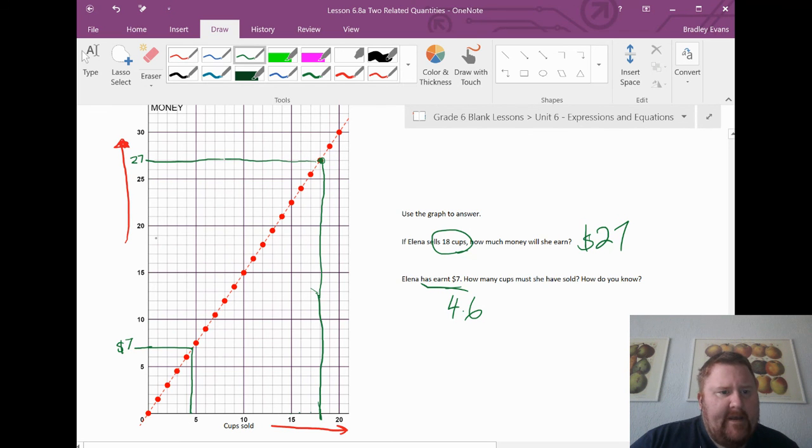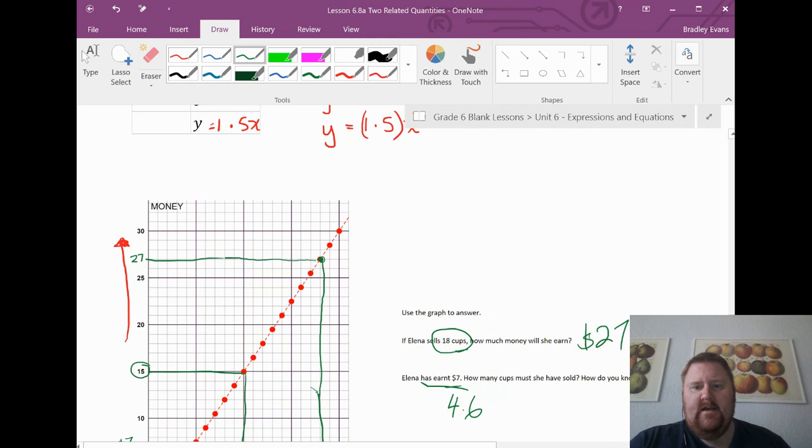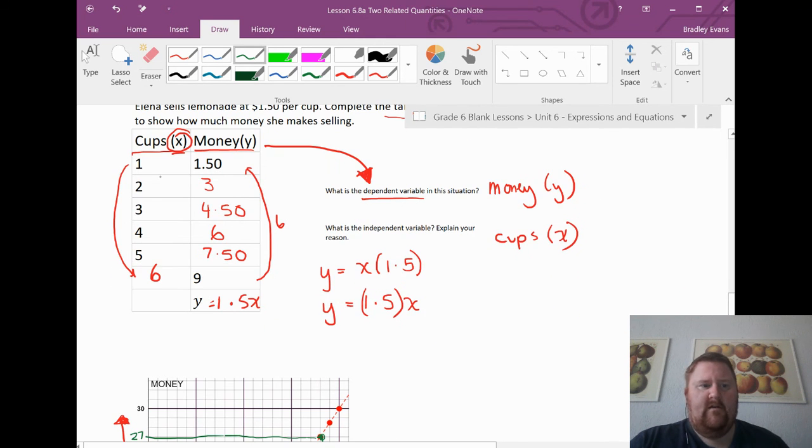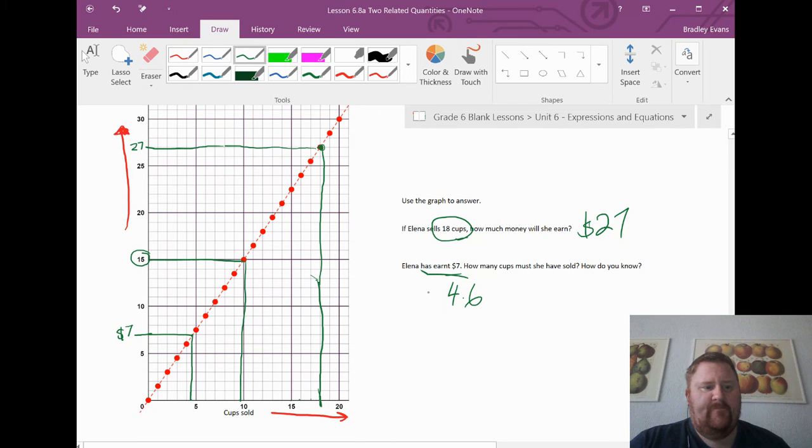What about if she's made $15? Well, I find $15, come across to my chart, and then go down to determine how many cups she sold, and that's 10. So our chart is a really good way to show these relationships. And if you notice, you should be able to see that the amount of cups that she sold here, let's say 2 cups for $3, those 2 points are on the chart. 2 cups is right there, and $3 is right there. Those two values meet.